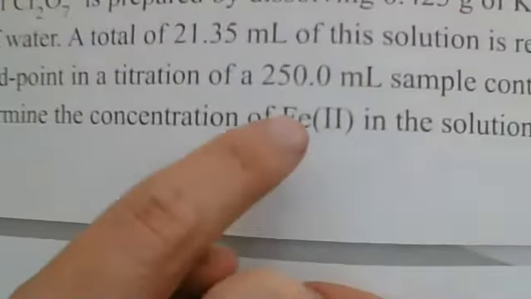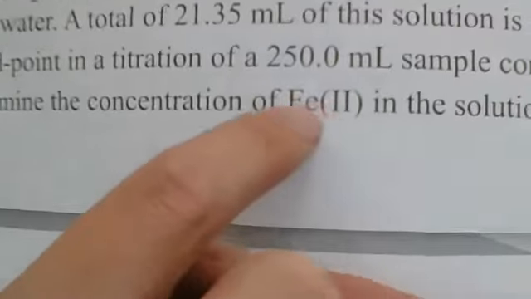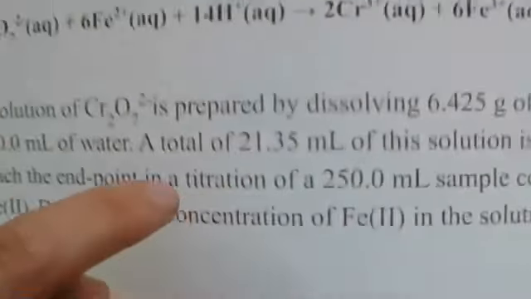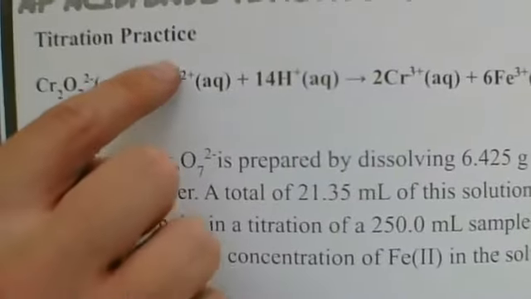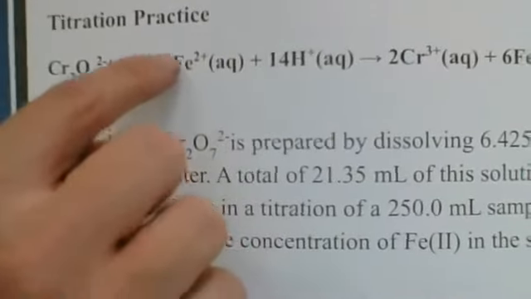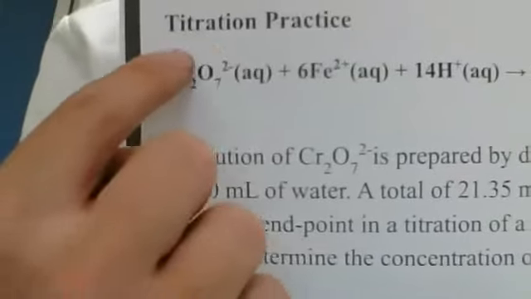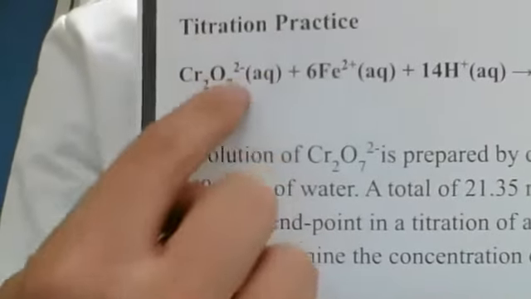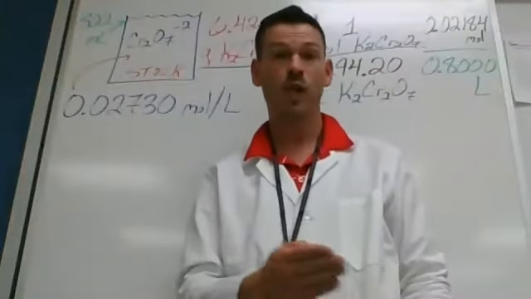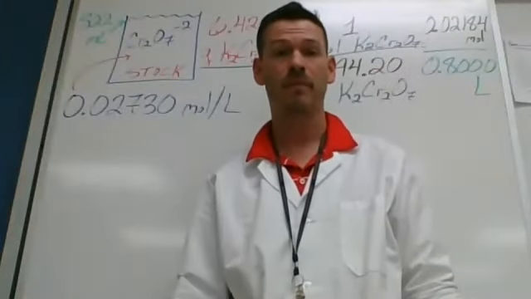Now look at the question. Let's look at what it wants us to analyze. Our unknown is going to be iron 2. That's what it's asking us about. And the iron 2 is another one of the reactants, as expected. There he is right there. So that's my unknown. The known is going to come out of my stock solution of this dichromate that I just created. And now I just have to go through my titration steps like we've done all day today.